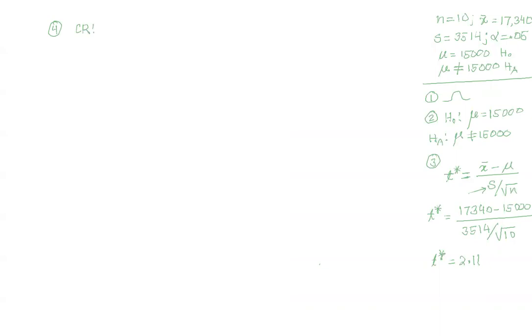Now in step number 4, you're going to find the critical regions. Now these critical regions are for T distribution, not for standard normal distribution. So T distribution, as you know, is kind of like a flattened bell-shaped curve. You can think of it that way. And your alternative hypothesis is not equal to, which tells you that you have to do a two-tailed test, okay?